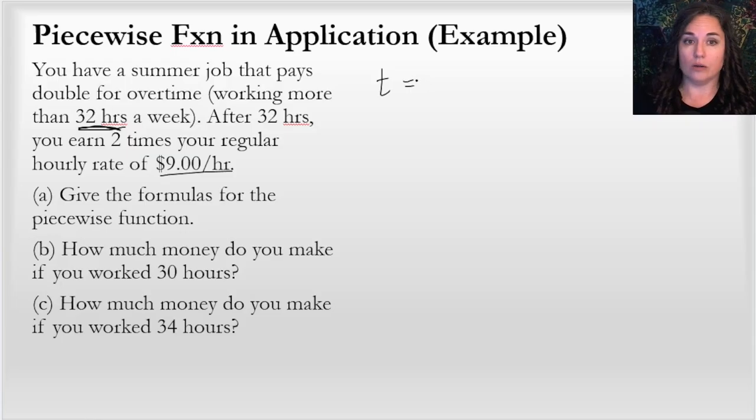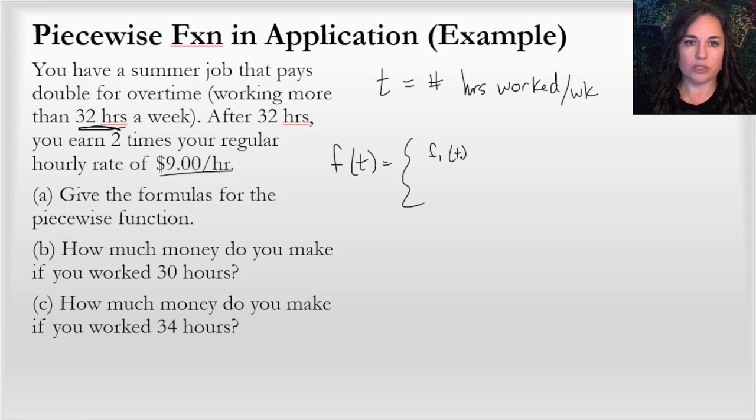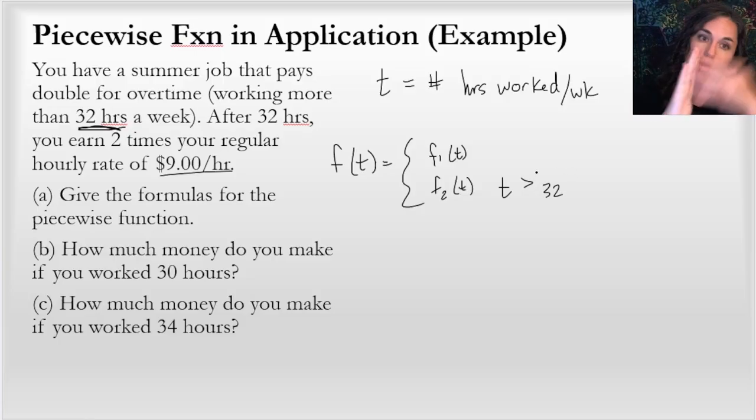You could use h for hours. That would work too. So I'm just going to say t is the number of hours worked in the week, number of hours worked per week. And when I think about what's going on here, I have an f of t, and there are two different parts of it. I'm going to have a first function and a second function. Like I said, the second function applies when t is greater than 32 hours. Up to 32 hours, I get the first rate, but anything over 32 hours, I get the second rate. So I need to figure out the domain for the first part of this function.